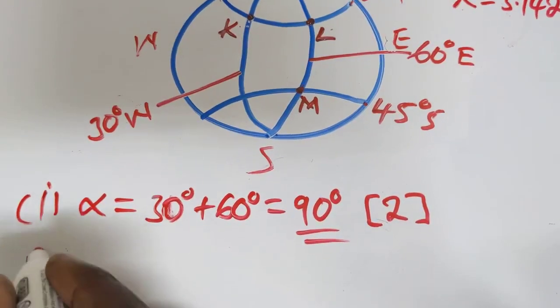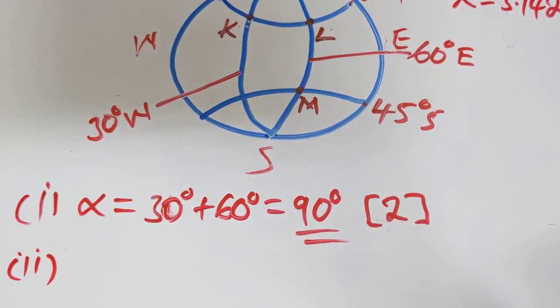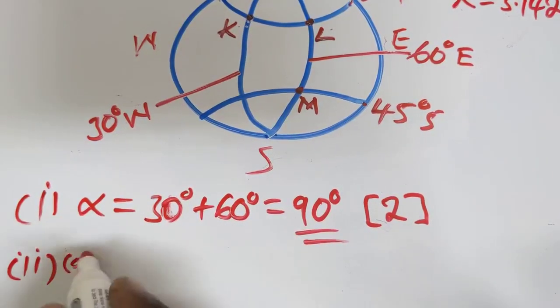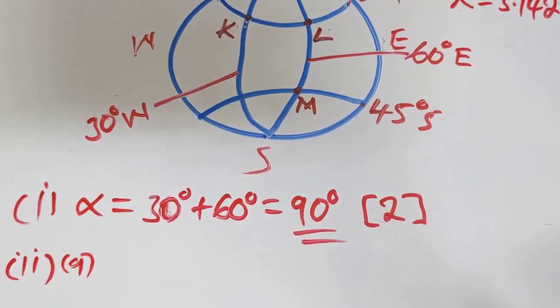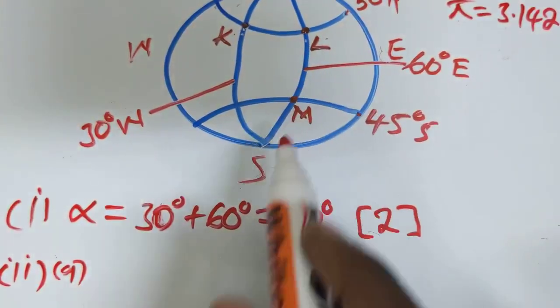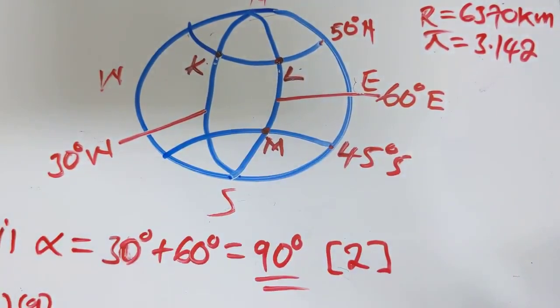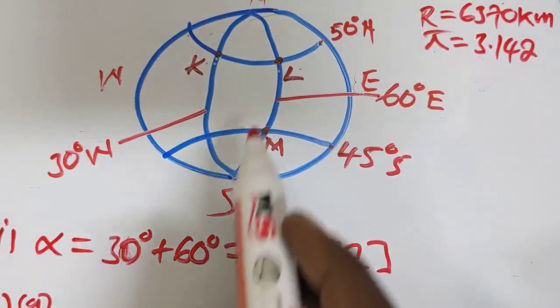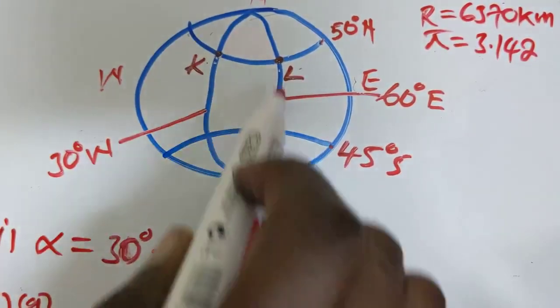Then question 2 had A and B. Under A, they asked for the distance in kilometers between L and M. So what is the distance between L and M? This is the distance in longitude.